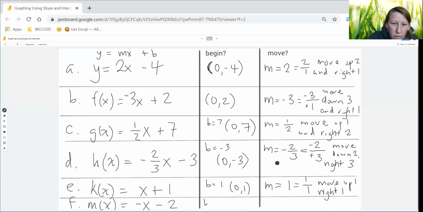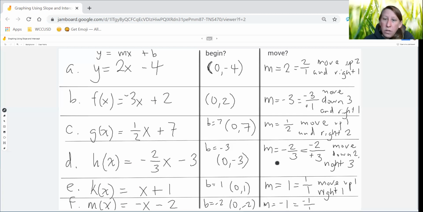Okay, and then we're going to begin at -2. So that's 0, -2. And same idea here, our moving directions, there's a minus sign in front of the x, the slope, the m value. So that minus sign is actually -1. And this is where it gets tricky again. This is going to be -1 over +1.